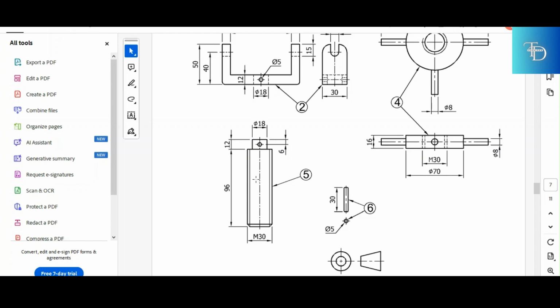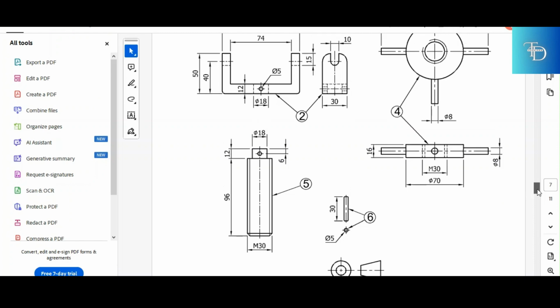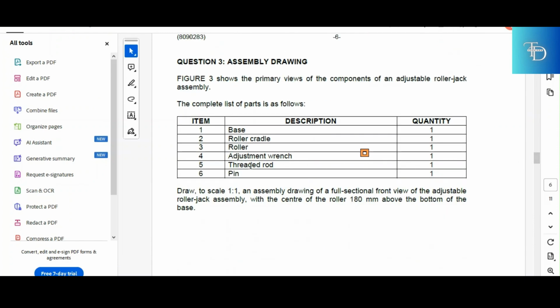They've given you a front view only because it doesn't matter where you look at this rod from, it's always going to look the same. That's what they mean by that. Same thing applies for part number 6. So you go to part number 5, which is the threaded rod, and then part number 6 is the pin or a key. So you have part number 5, the threaded rod, and part number 6, the key. So now we are done identifying the parts.